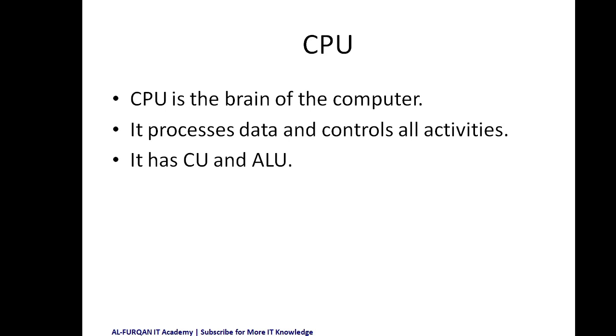Now let us study the CPU. CPU stands for Central Processing Unit. The CPU is called the brain of the computer. It processes the data and controls all the activities of the computer. CPU has two main parts. The first one is the control unit and the second one is the ALU. Control unit means CU, ALU means arithmetic and logical unit. So now let us discuss these two parts, CU and ALU.